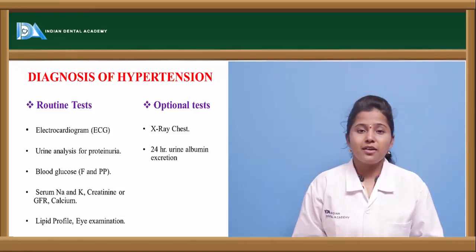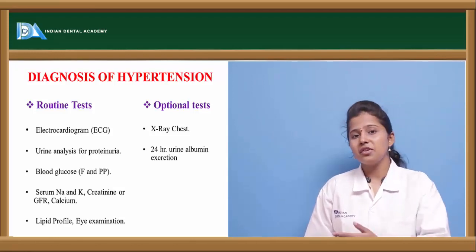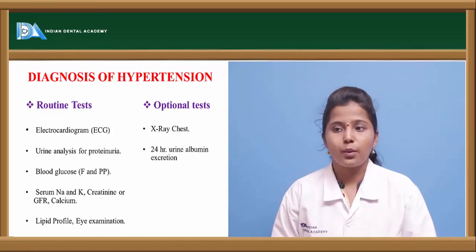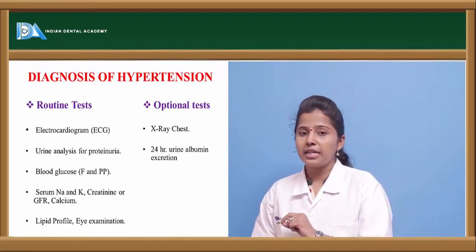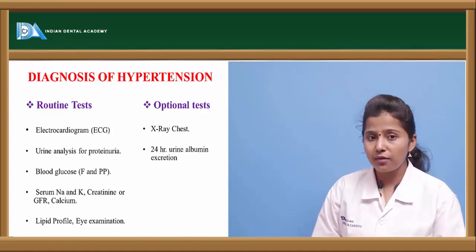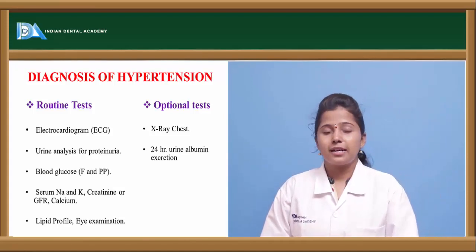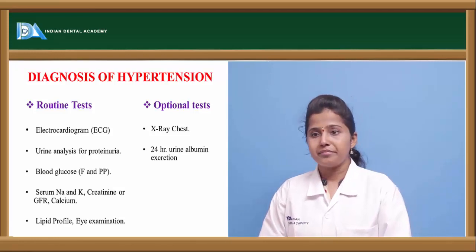And optional tests, if the hypertension is in a severe condition, what are the tests to be carried out? X-ray test and 24-hour urine albumin excretion. So for every 24 hours urine should be collected and it should be tested for albumin.